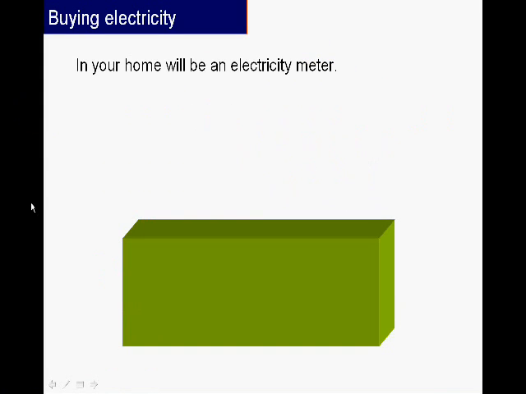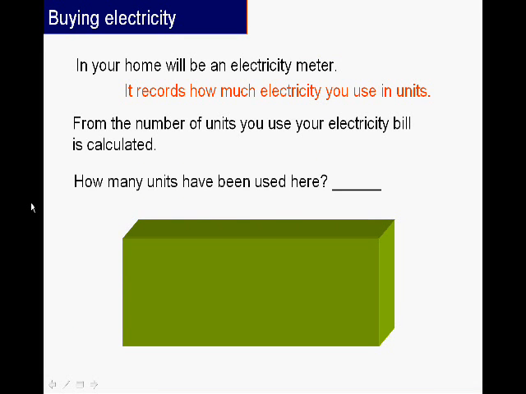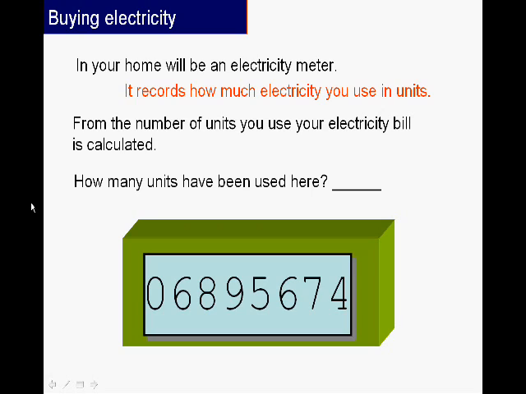In everybody's house, you will have an electricity meter like the one on the screen. It might be in your cellar, it might be in a cupboard under the stairs, but if you haven't seen one, it will be in your house. On the electricity meter is a long number. This number says 6895674. This tells us how much electricity the house has used since the meter was put in.